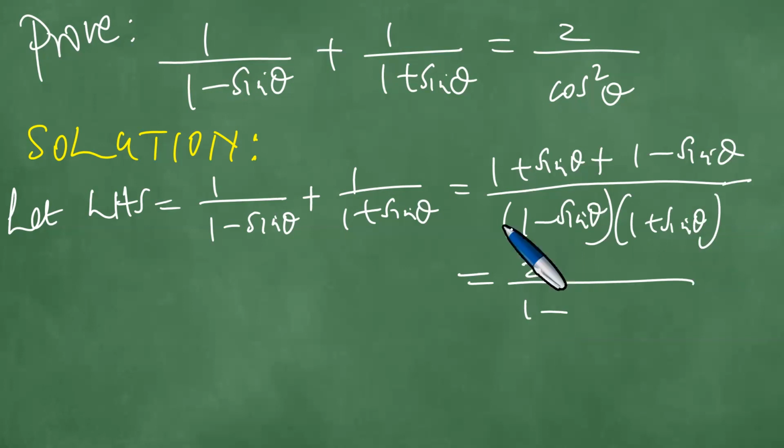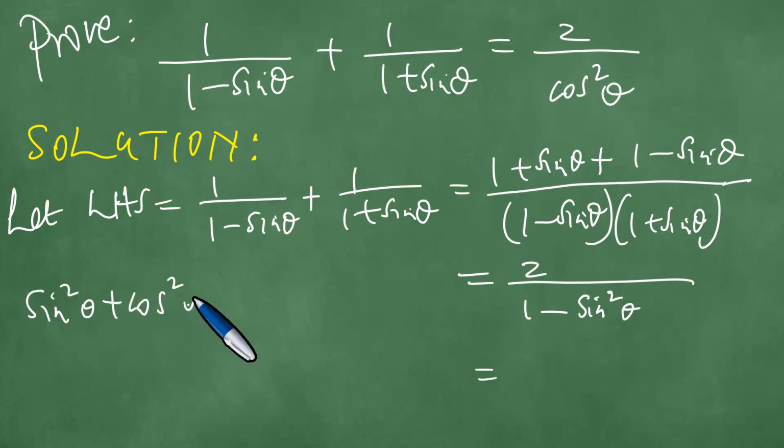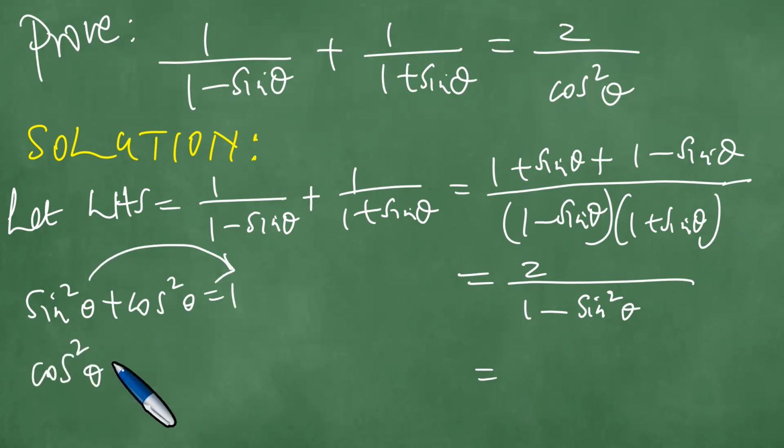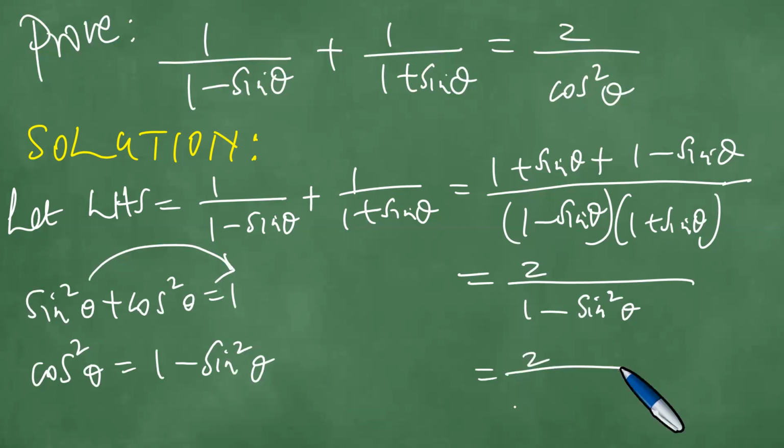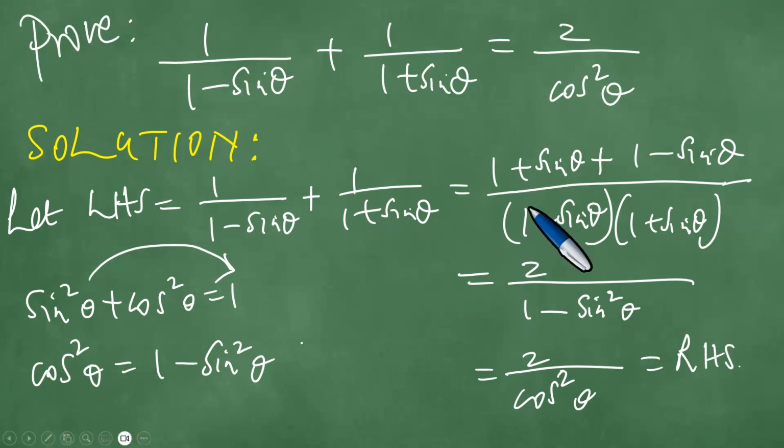The denominator is like a difference of two squares: 1 times 1, then sine by sine, which is sine squared theta. If you remember that sine squared theta plus cosine squared theta is 1, you move the sine squared to the other side, so that you're left with cosine squared theta, which is 1 minus sine squared. So 2 over cosine squared is our right-hand side, and we have proven this result as well.